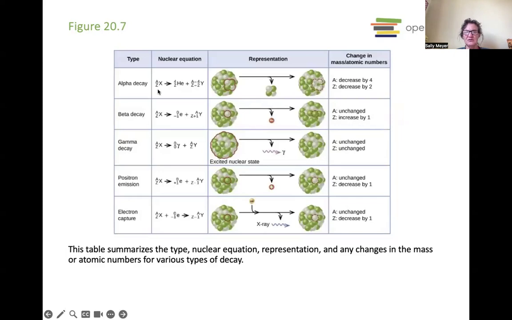So this shows you that if your particle coming off is an alpha particle, it's going to take away 4 mass particles and 2 protons. So the mass number is going to go down by 4, and the proton number is going to go down by 2, and that's the new nucleus that will be left behind. With a beta particle, as I said, an electron can come off of a nucleus because a neutron can become a proton. So in that case, the mass number remains the same.